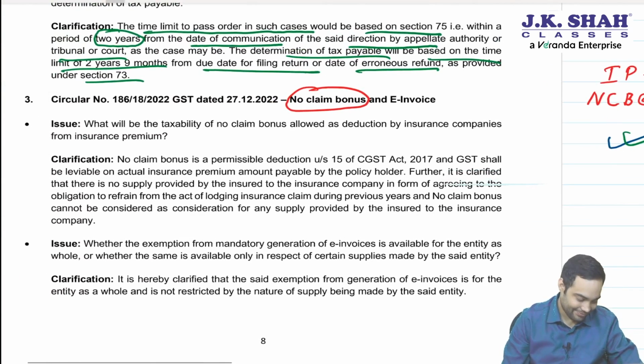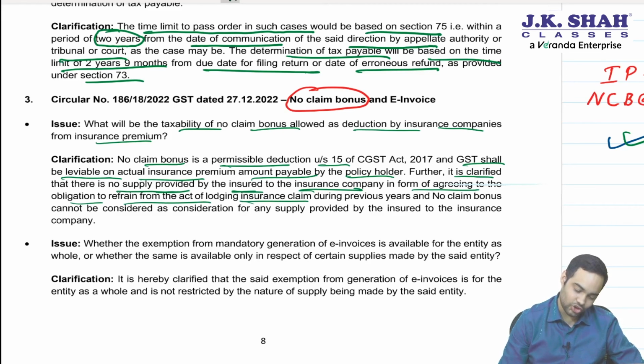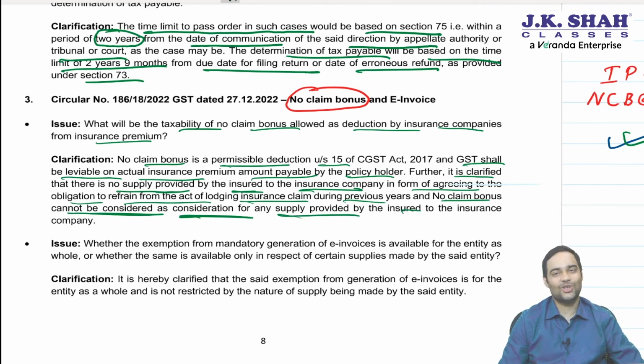Okay. Let's see. What will be the tax liability of no claim bonus allowed as deduction by insurance companies from insurance premium? No claim bonus is a permissible deduction under section 15, and the GST shall be leviable on the actual premium amount payable by the policyholder. Further, it is clarified that there is no supply provided by the insured to the insurance company in the form of agreeing to an obligation or refraining from an act of lodging an insurance claim during previous years. And no claim bonus cannot be a consideration for a supply provided by the insured to the insurance company.